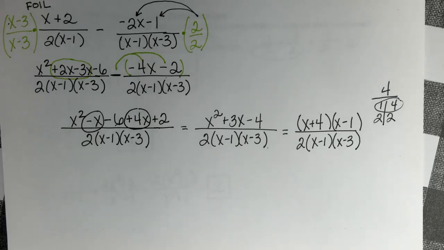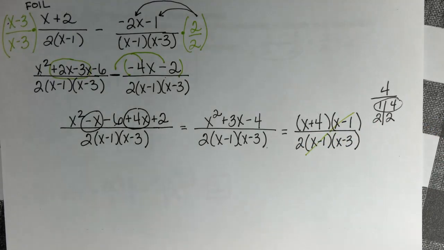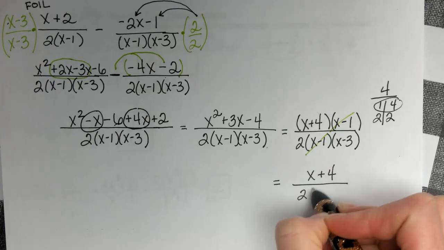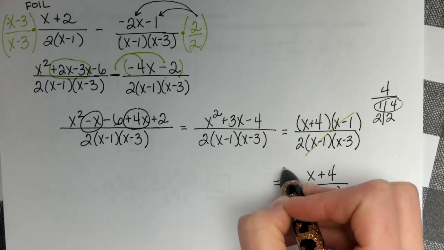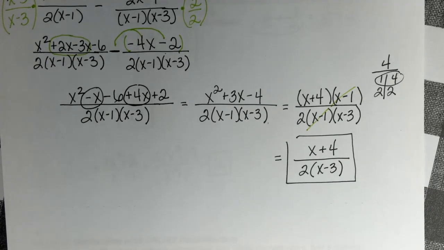Okay? Can I do anything else? I can take out my x minus 1. I've got x minus 1 in the top and the bottom. So that's going to leave me with x plus 4 over 2 times x minus 3. Okay? It's a lot, but this is part 1.